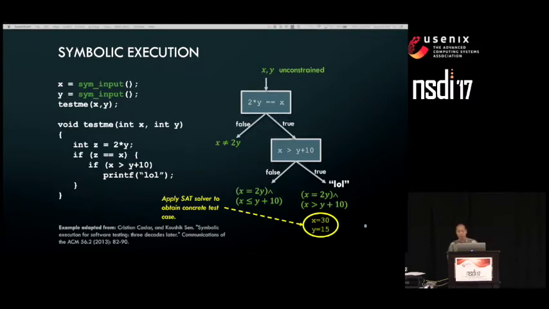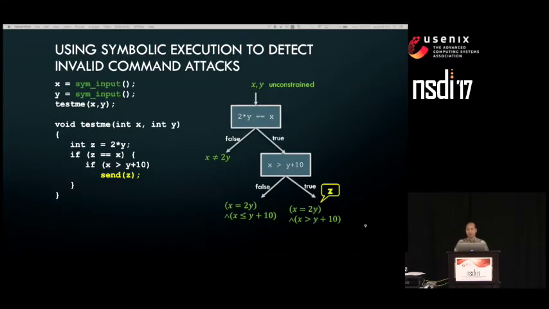OK, so that was the original context for symbolic execution. How do we use this to detect the invalid command attacks? OK, let's say instead of printing LOL, the program, where you take both true branches, instead sends z across the network.